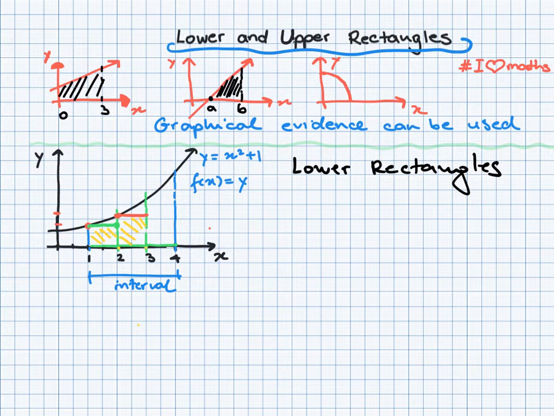And then again with the next one, for the interval between 3 and 4. Where is the minimum value of y? Is it this one or is it this one? Of course it's this one. So we're just going to label that one and then create another rectangle. And it's going to be okay. So this is what we have now. We have created 3 rectangles.